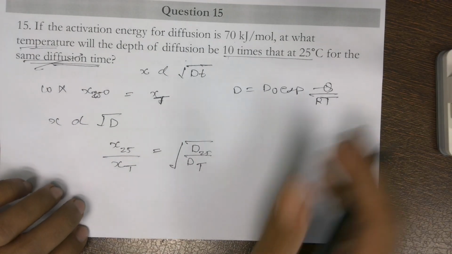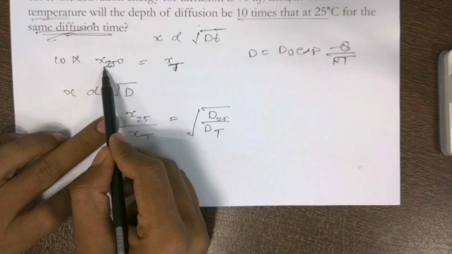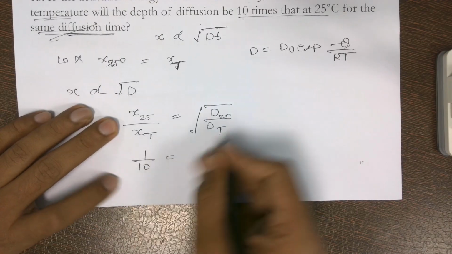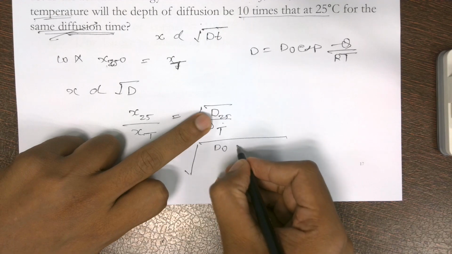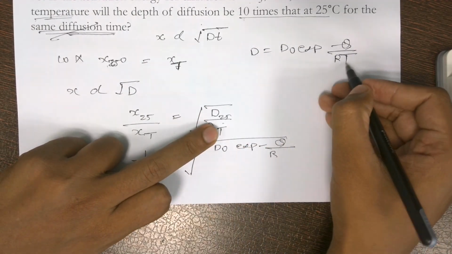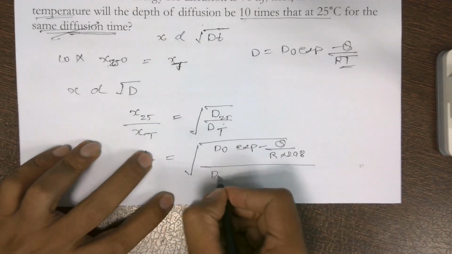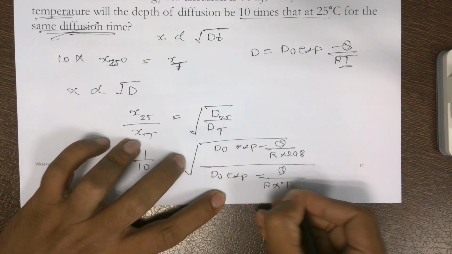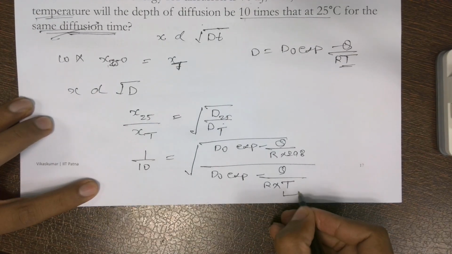Pardon guys. So now here I can substitute in this thing. x25 divided by x over t, I can rearrange and I will get 1 over t. Now for this particular case, D of 25, so D naught exponential minus of Q divided by RT, that is we will write, always will write in the Kelvin, multiplied by 298, the whole divided by D naught exponential minus of Q divided by R multiplied by the T. When we solve this, we'll get the temperature in the Kelvin.